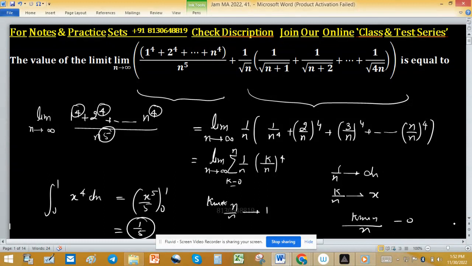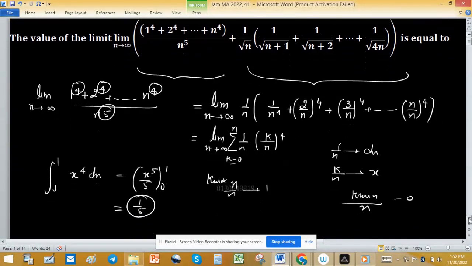Now we will try to find the limit of the second part. So first write the second part.